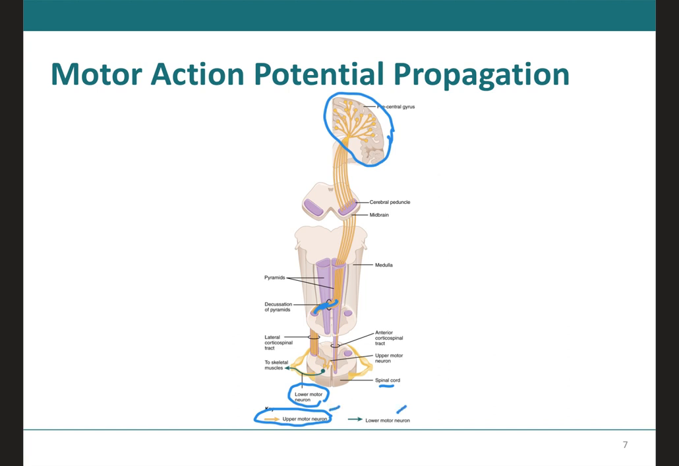Now notice how most of the upper motor neurons will decussate, but there are few, like 10 to 15%, that will go straight down on the same side and then cross over and decussate at the level of the spinal cord, where it will synapse with the lower motor neuron. But it is true that most of the upper motor neurons do decussate before they reach the lower motor neuron. And the lower motor neuron will then synapse with a gland or a muscle to cause an action.